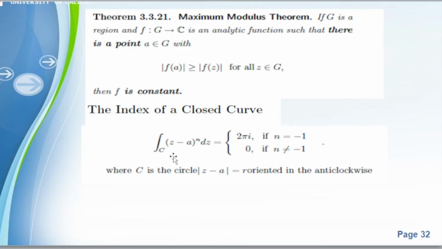The integral over C of (z minus a) raised to n dz is equal to 2 pi i if n is equal to minus 1, and its value is 0 if n is not equal to minus 1, where C is the circle mod z minus a equal to r oriented in the anti-clockwise direction.